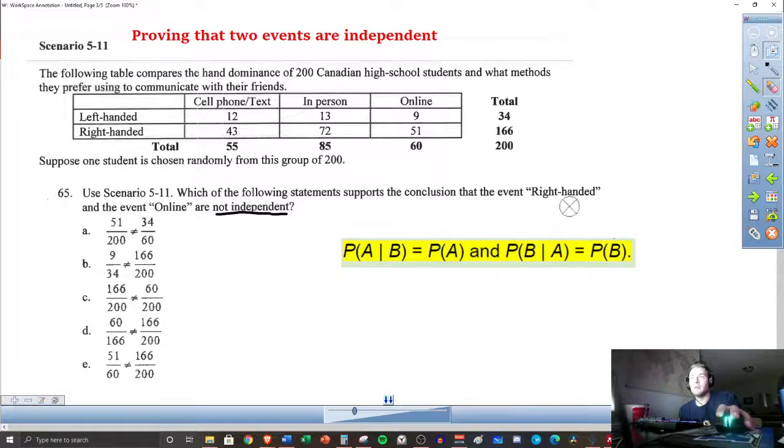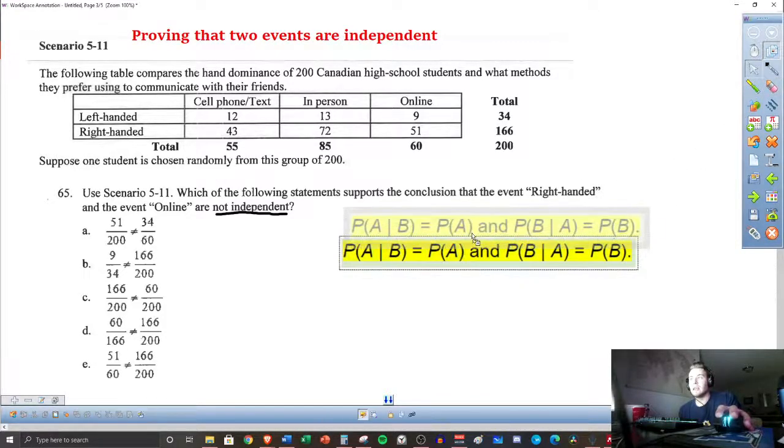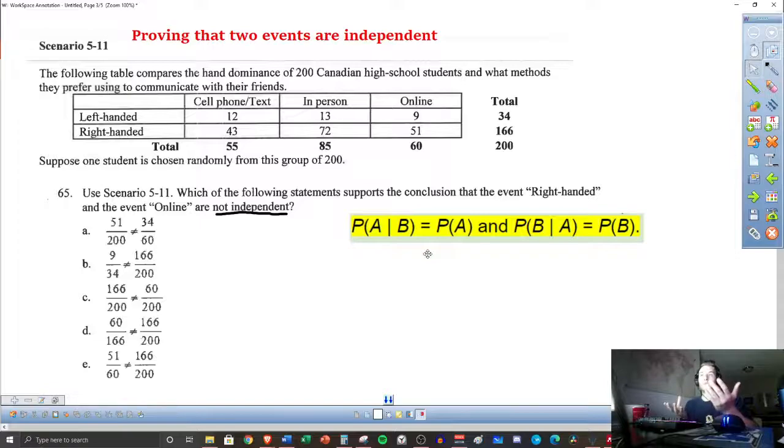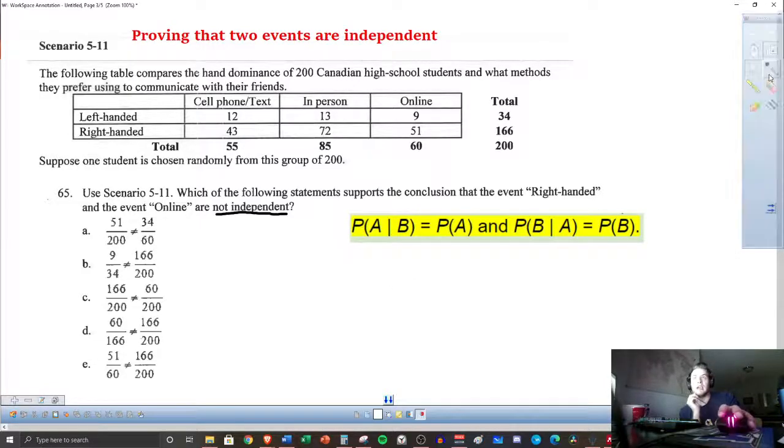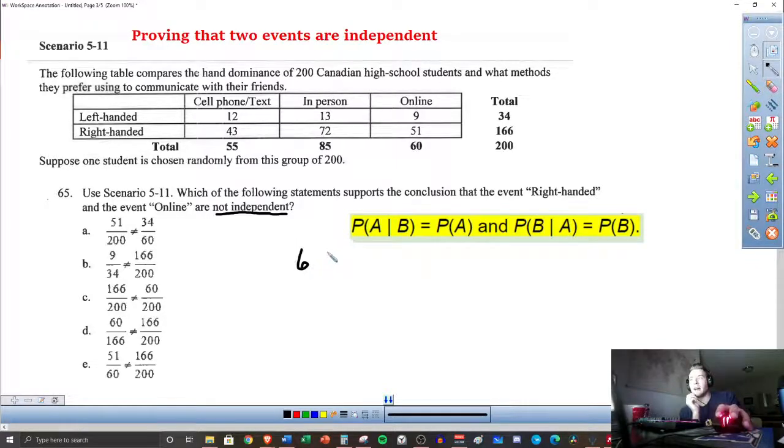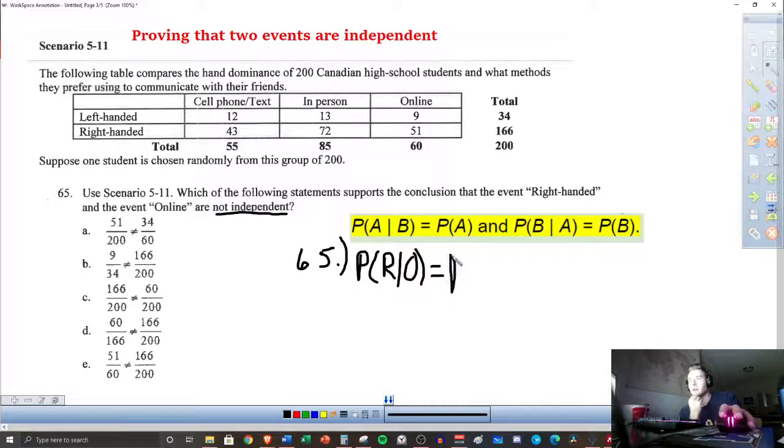So let's rewrite this. In your notes, you don't have to write the whole scenario, just write up this formula first. We're going to say number 65, this is the work for 65. It wants to know right-handed and online. So we're going to start this probability. We're going to say the probability of right-handed, given that they are online, is equal to the probability that they are right-handed.